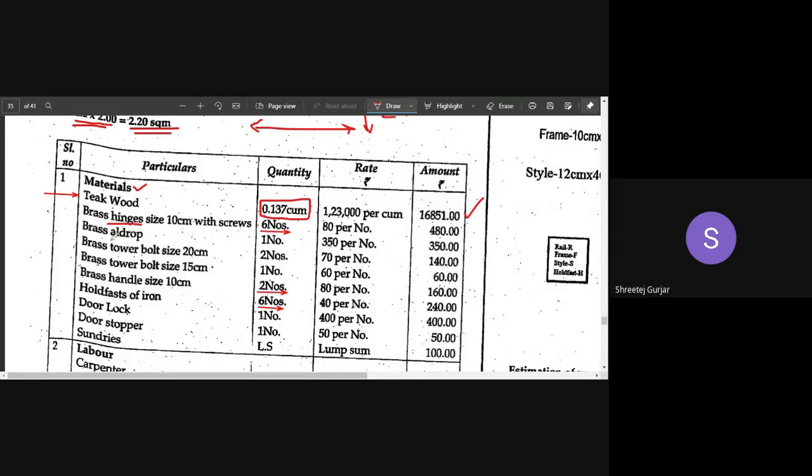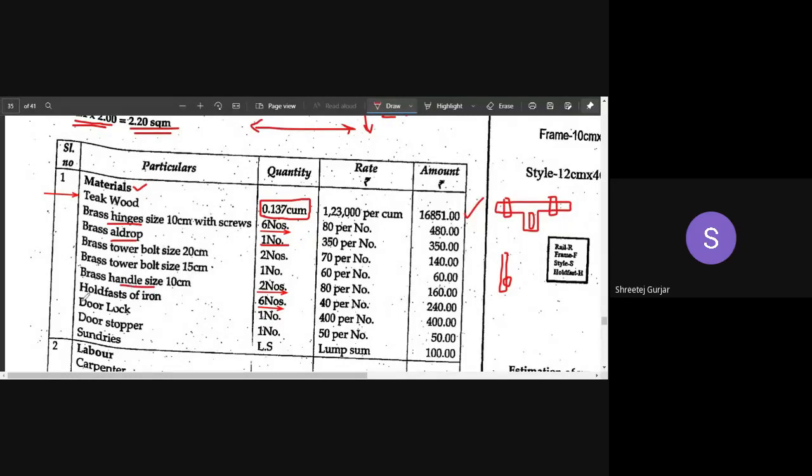What is this hall drop? What we call it is nothing but the lock, or what we call as kadi, in the format which we have in our doors. That is the hall drop which we require, one in number. Then tower bolts, we have to provide this kind of bolts at the top and at the bottom. Then brass handles we also require for the door.